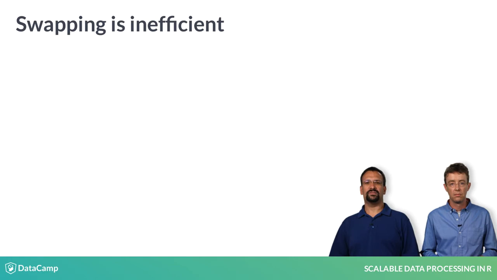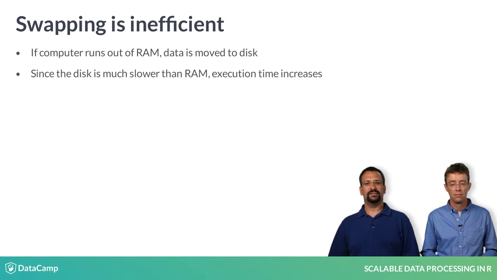When your computer runs out of RAM, data that is not being processed is moved to the disk until it is needed again. This process is called swapping. If there is not enough space to swap, the computer may simply crash. Since the disk is much slower than RAM, this can cause the execution time, which is the time needed to perform an operation, to be much longer than expected.